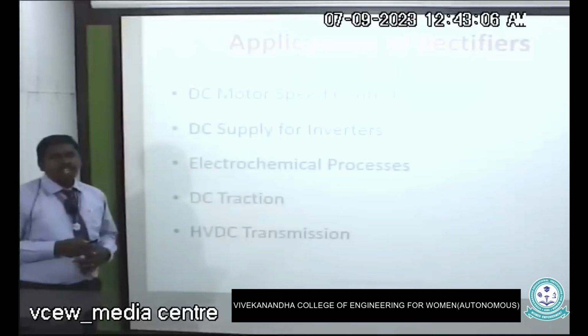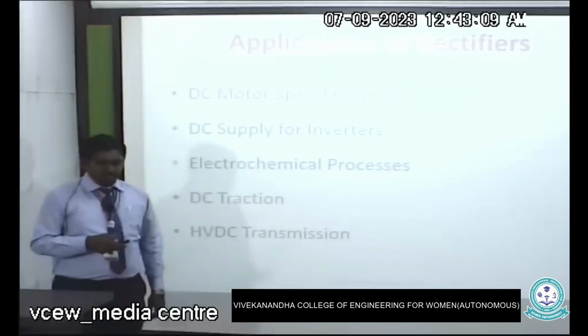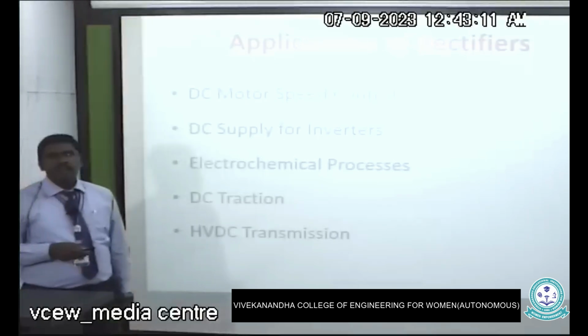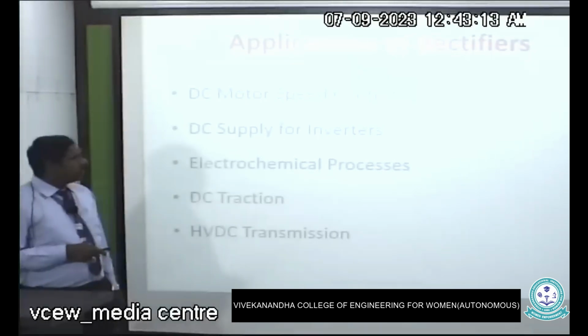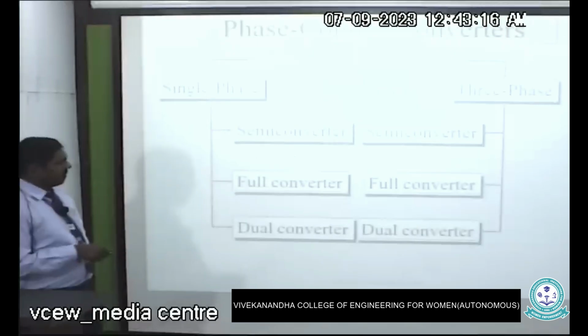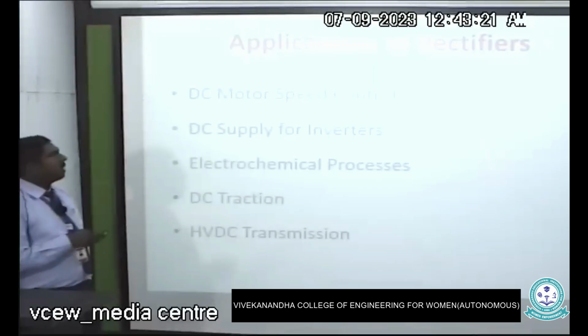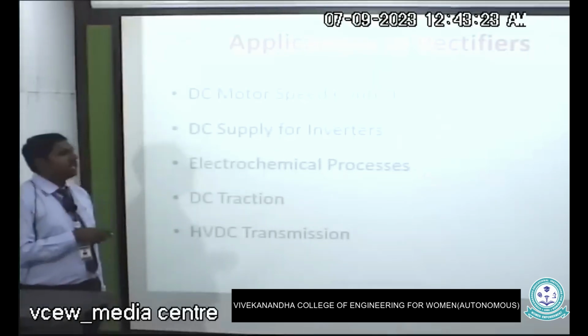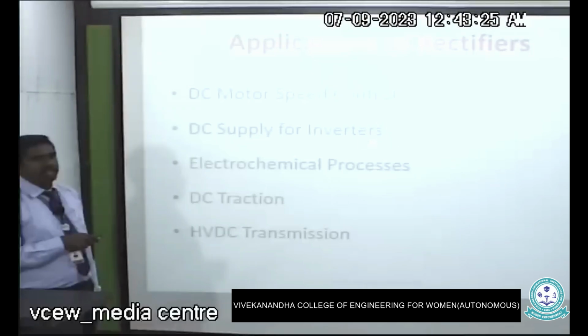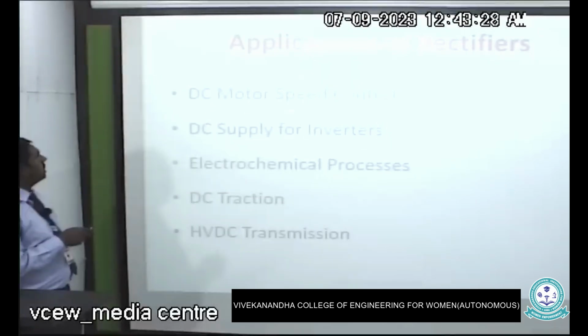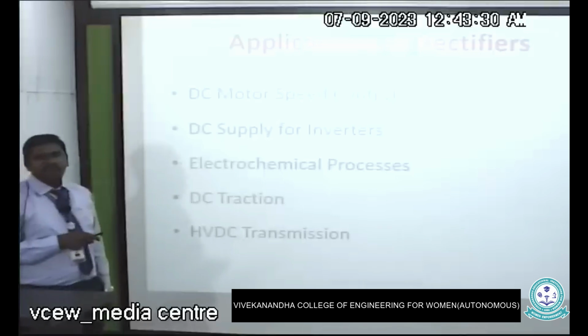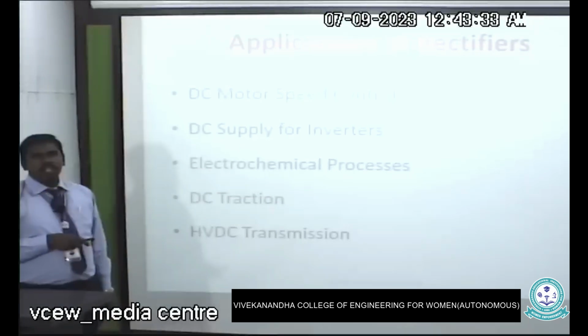Then why do we need to study rectifiers? That is, what are the applications where we use these rectifiers? Wherever we need a DC supply output by using an AC supply, we can use these rectifiers. One is DC motor speed control. In many laboratories and educational systems we use DC motors, and the DC motor is controlled by using the AC supply.